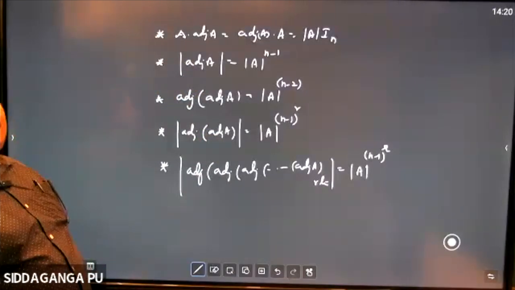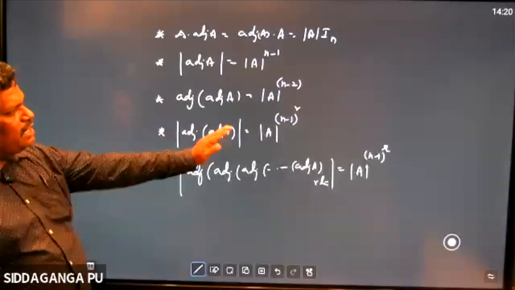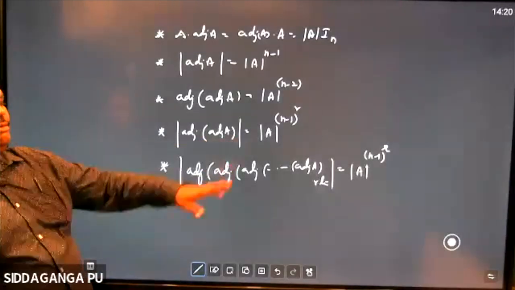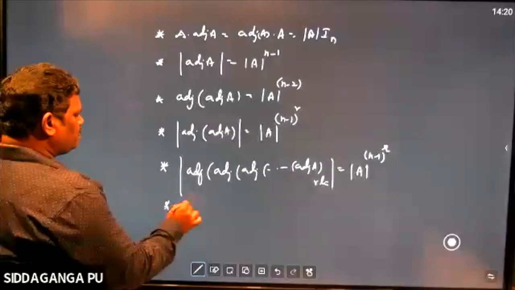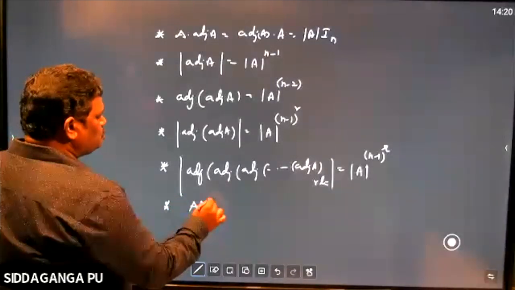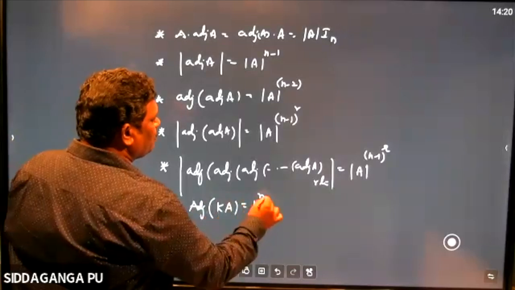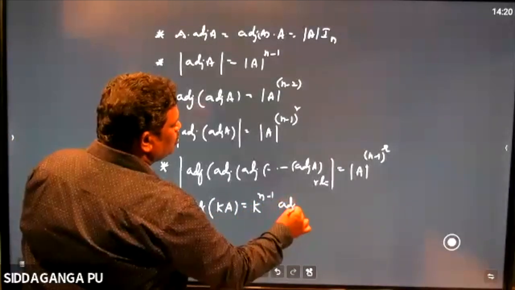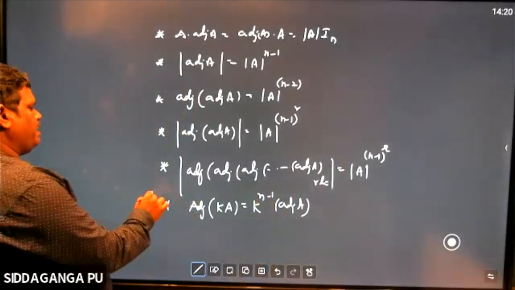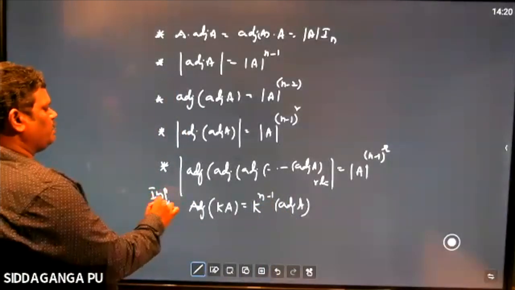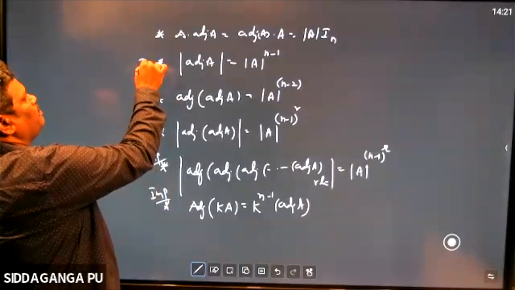Determinant of adjoint A is equal to det A power n minus 1, adjoint of adjoint A is equal to det A power n minus 2, determinant of adjoint of adjoint A is equal to det A power n minus 1 whole square. Okay? Then another property, this one also very very important: adjoint of K into A is equal to K power n minus 1 into adjoint A. This is also a very very important property.